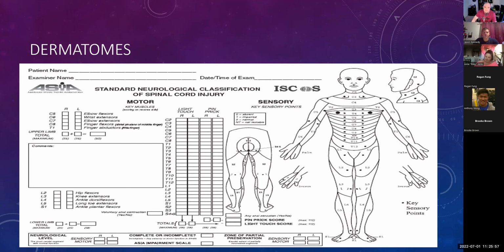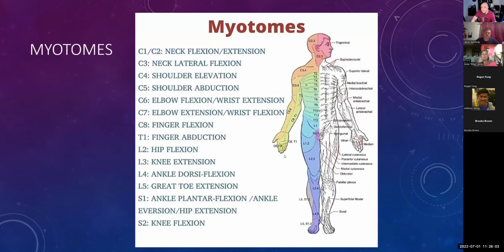And then with myotomes, the ASIA is good, but I like this myotome chart better for it, right? It tells you where each of them are. So C2 is neck flexion and extension, C3 is lateral neck flexion, side bending, shoulder elevation, abduction.